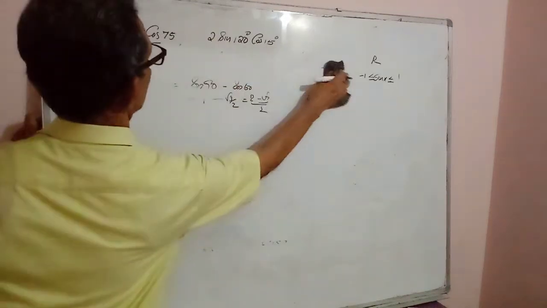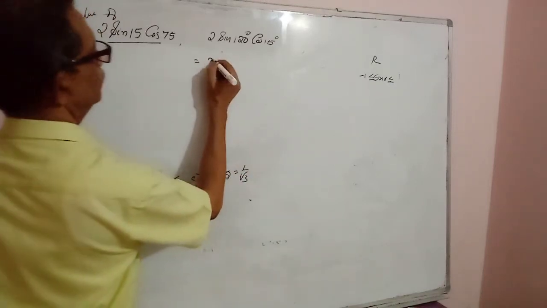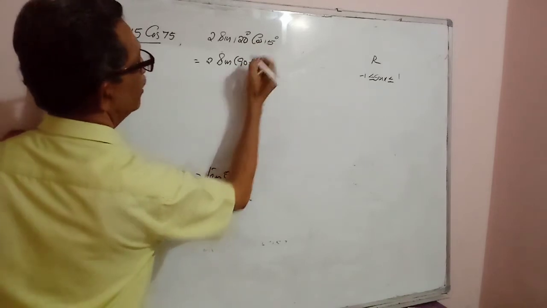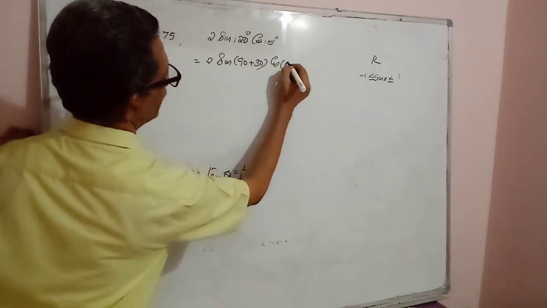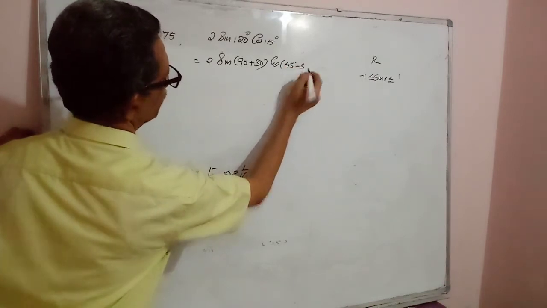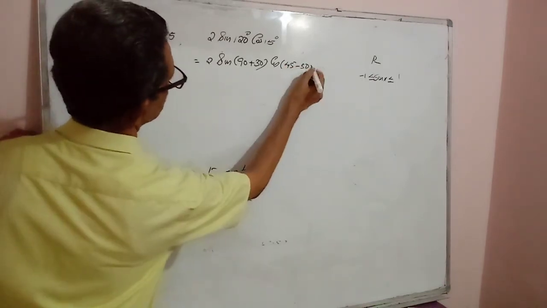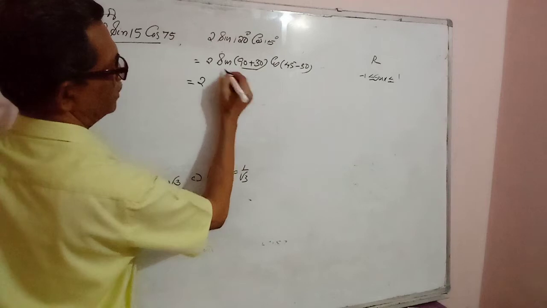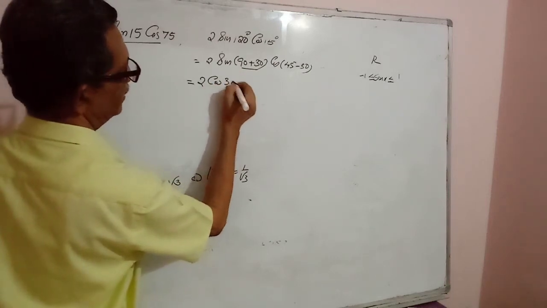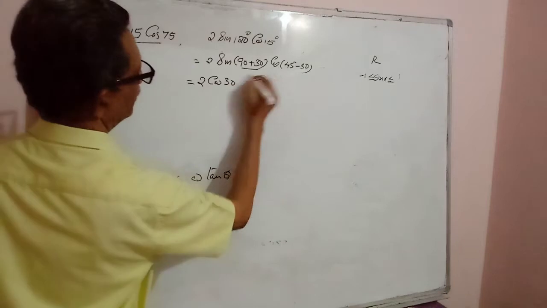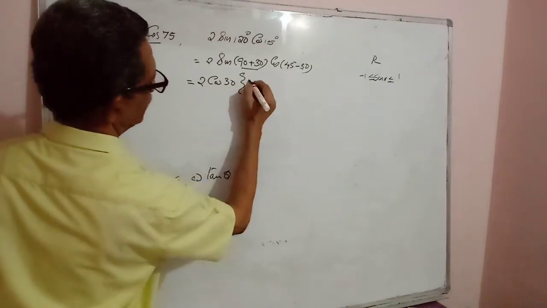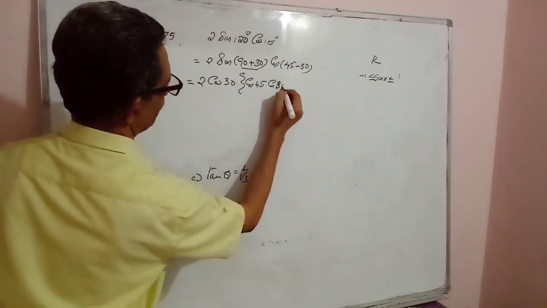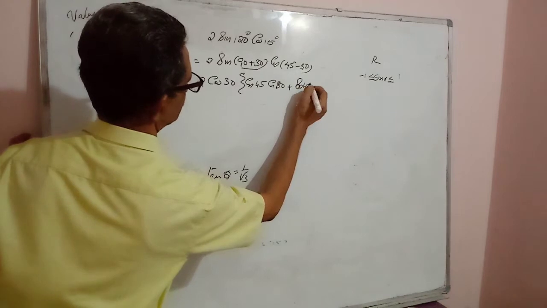Similarly, how can we find the value of this one? 2 into sin 120 can be written as sin(90+30), and cos 15 can be written as cos(45−30). Sin 120 is in the second quadrant, 90 plus 30, so this becomes cos 30. Sin(90+30) is cos 30. And expand this one, cos(A−B): cos A cos B plus sin A sin B, that is cos 45 cos 30 plus sin 45 sin 30.